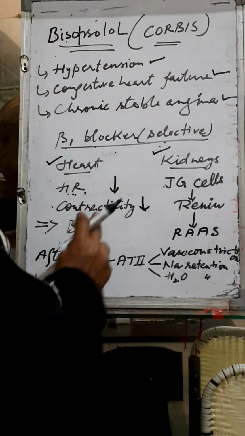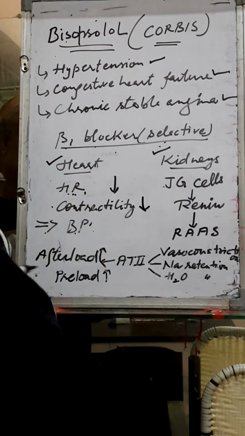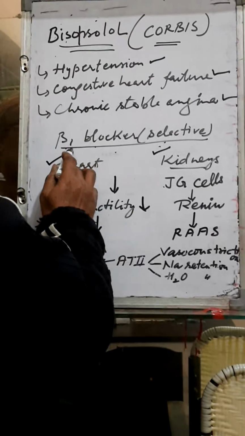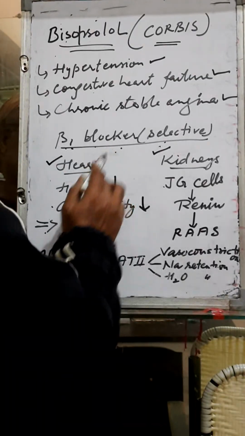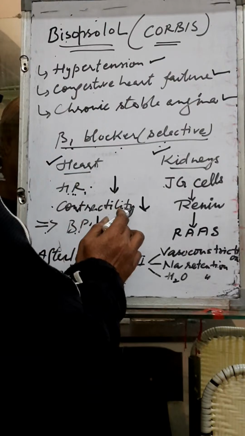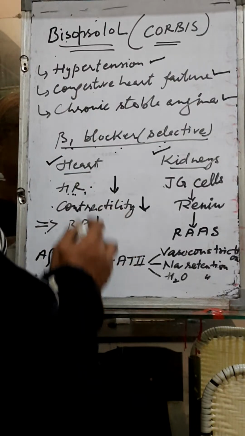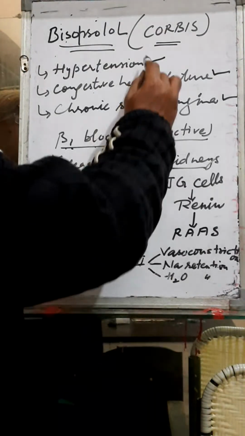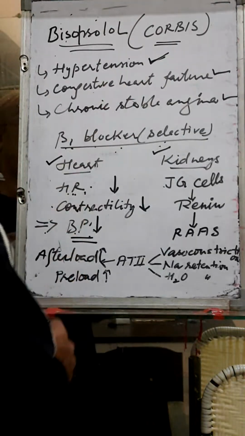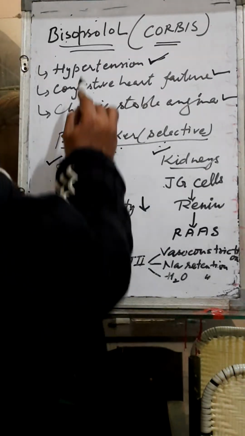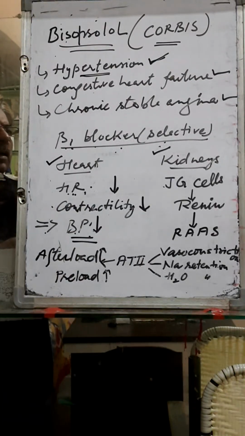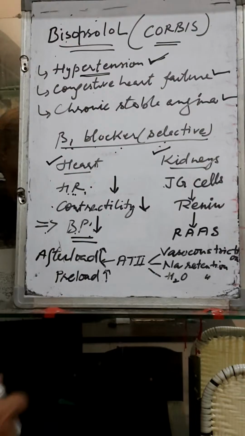And so the blood pressure will also be reduced. Heart rate is reduced due to the action of beta 1 blocker. Contractility is also reduced. So the energy demand of the heart is reduced and blood pressure is also reduced. So this is the concept by which hypertension is treated.